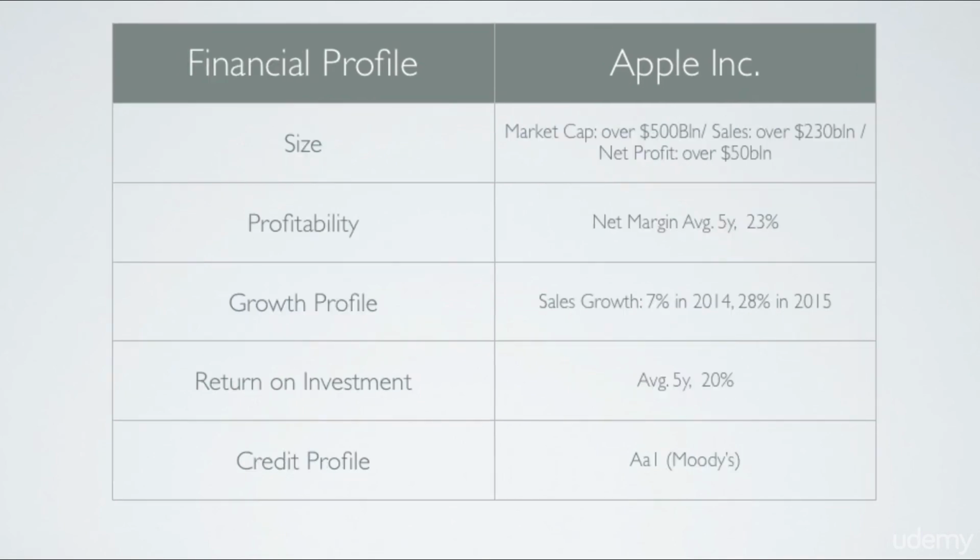As for the financial profile, as for the size of the company, Apple has a market capitalization of over 500 billion. It has sales over 230 billion, at least for 2015, and the net profit is over $50 billion. When it comes to profitability, Apple has an average net margin for the last 5 years of 23%. As for the growth profile, it has sales growth in the last 2 years of 7% in 2014 compared to 2013, and 28% in 2015 compared to 2014.